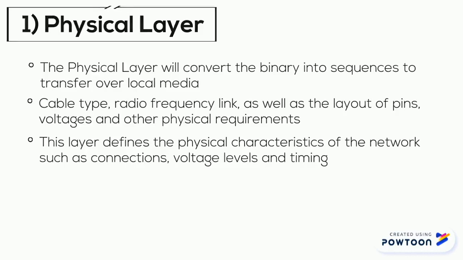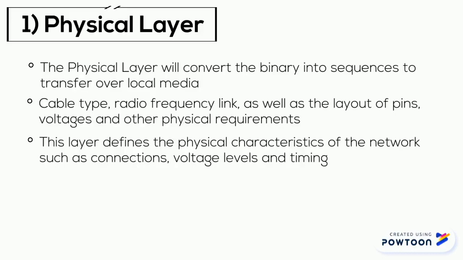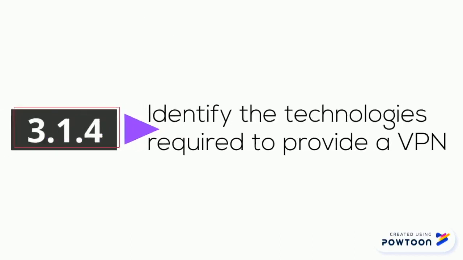All the data at this step will then go through the receiver's OSI model layers again in reverse order to decode the data, until it reaches the application layer, which makes the data visible on the receiver's computer screen. Now let's continue to section 3.1.4.